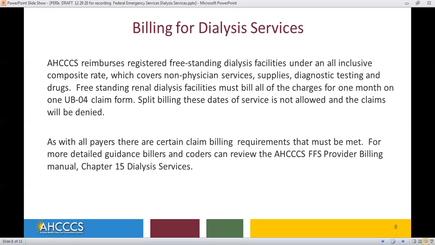As with all payers, there are certain claim billing requirements that must be met. For more detailed guidance, billers and coders can review the Access Fee-for-Service Provider Billing Manual, Chapter 15 for dialysis services.